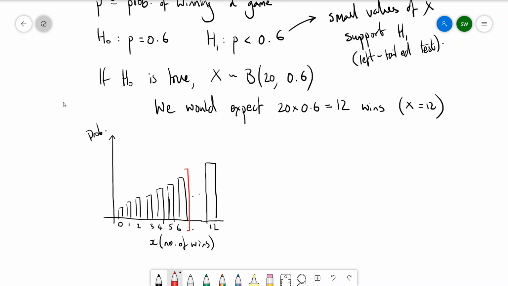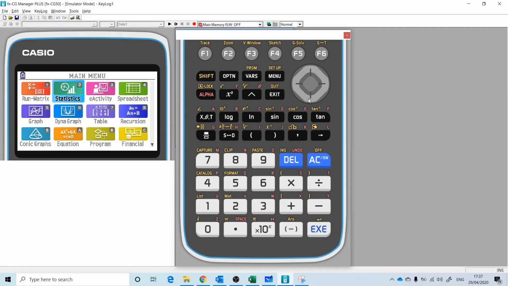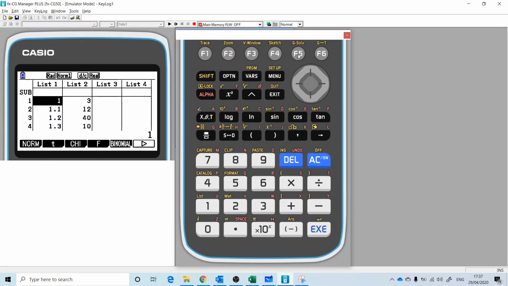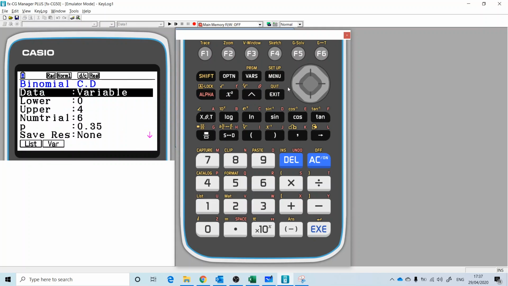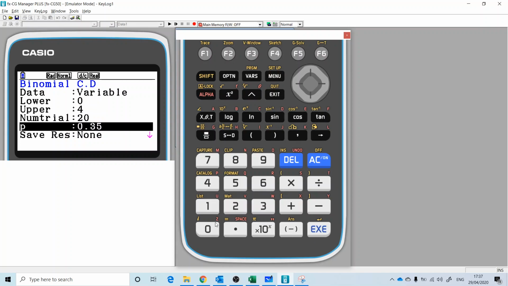Let's try x is less than or equal to 6. So let's suppose that our critical region is 6 or fewer, and let's work out the probability of being in that critical region. So the probability of x being less than or equal to 6. You're going to go on statistics, distribution, binomial, cumulative, because we want less than or equal to. We're doing 20 trials, and we're assuming that H0 is true. So if H0 is true, then the probability is 0.6.